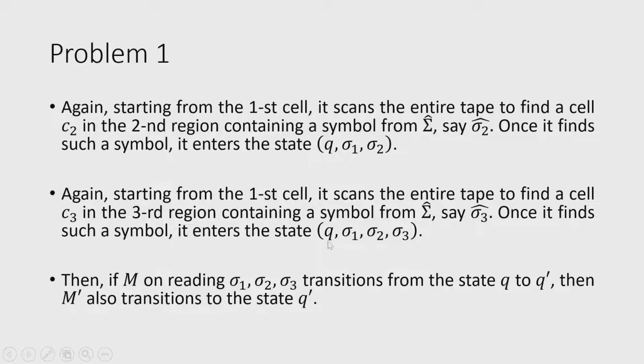Now let us understand what this state q comma sigma 1 comma sigma 2 comma sigma 3 means. It means that the Turing machine M is in state q and it has read symbols sigma 1, sigma 2 and sigma 3 from its first, second and third tapes respectively. So now using this state and the transition function of M, we can figure out what the next state of M would be. So if M, on reading symbols sigma 1, sigma 2, sigma 3, transitions from state q to q prime, we would also have the Turing machine M prime transition to the state q prime.